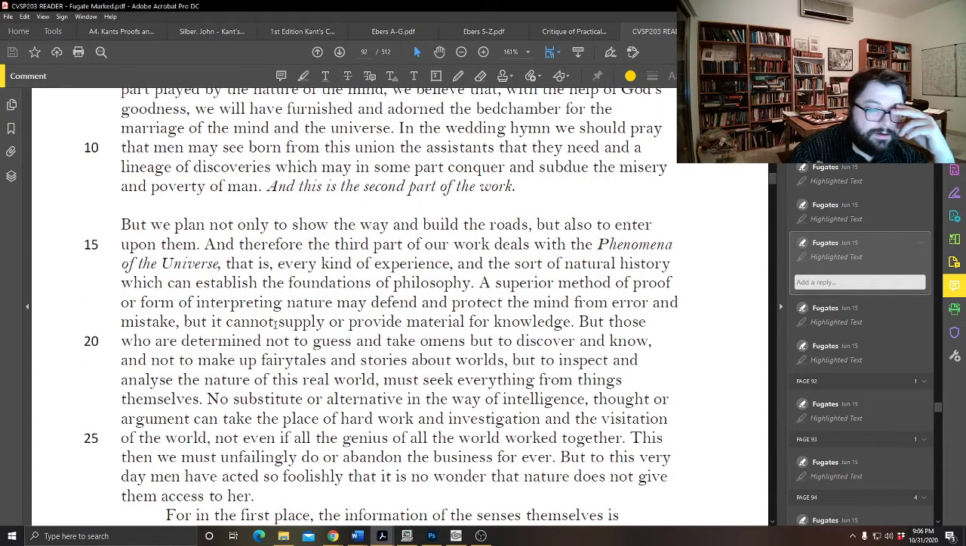Now, after we've set out on the sea, right? Remember, he charted the waters, so the known waters. He devised the instruments for going out on the broad sea. That was just done. We plan not only to show the way and build the roads, but also to enter upon them. Now he switches his metaphor to roads from ships. And therefore he's going to collect, so this is actually carrying out what he was saying, he's going to collect the phenomena of the universe and lay down and establish the foundations for philosophy.